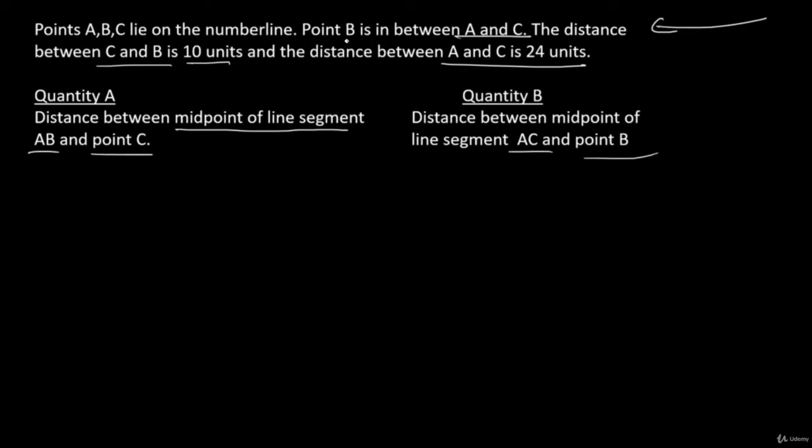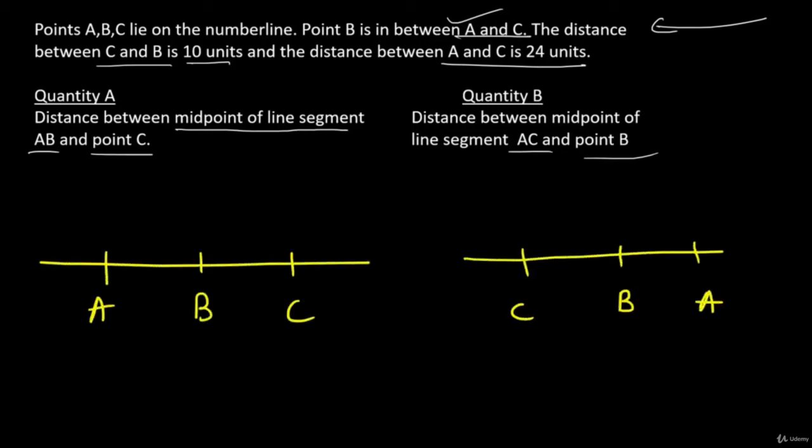It's given that point B is between A and C. So what are the possibilities? You could have one possibility in this manner and one more possibility over here, right? In this case, A is on the left and C is on the right. In this case, C is on the left and A is on the right. Remember, on the number line, as you go to the right, you get bigger numbers. Now over here, it's just mentioned that B is in between A and C. So it could be either one of these scenarios.